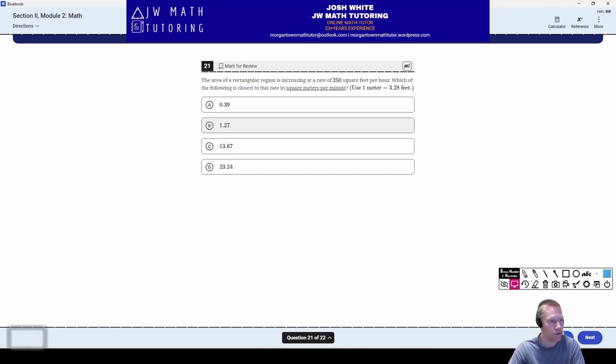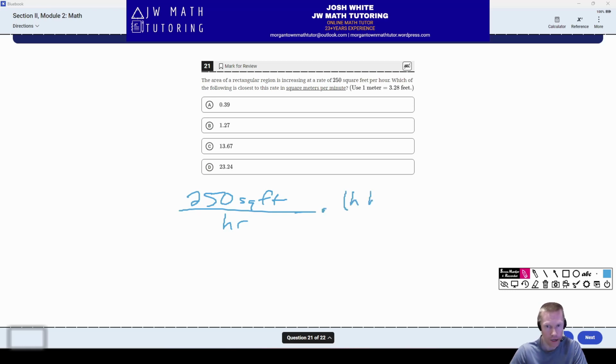Next up, question number 21. Here we have a unit conversion question. And basically we have 250 square feet per hour, and we want to convert this to square meters per minute. So first, for the hours to minutes, we can just note that 1 hour is equal to 60 minutes. And then we can worry about the square feet to square meters.